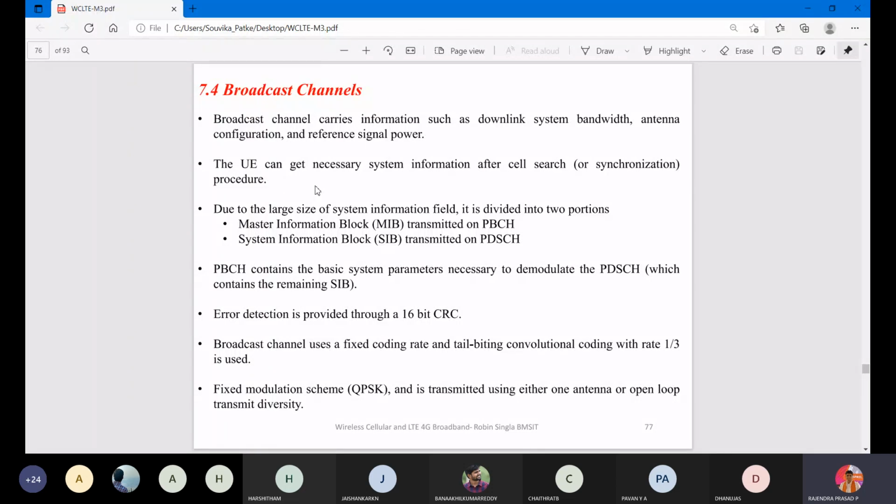So the user requirement can get necessary system information after the cell search or synchronizing process. Due to the large size of the system information field, it is divided into two portions. One is the master information block, one is the system information block. The physical broadcast channel contains basic system parameters necessary to demodulate the physical downlink shared channel, which contains again the SIB. SIB is nothing but your system information block. So you have these two points, right?